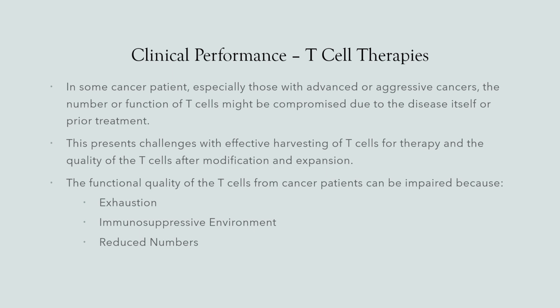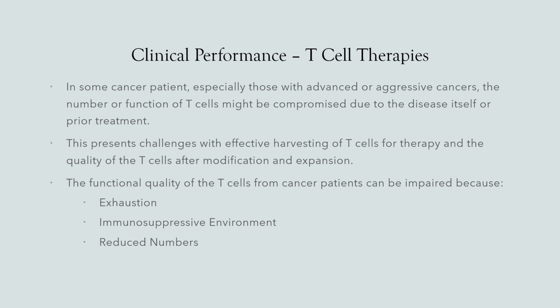This was just my thoughts with regards to the problems associated in real life, and that is that for patients, especially those who've got advanced or aggressive cancers, the number of functional T cells may be compromised. You're going to have problems effectively harvesting enough T cells for the therapy, and you have to consider the quality of the T cells after modification and expansion, because obviously the quality of your finished product very much depends upon the quality of your starting materials. The functional quality of these T cells can be impaired because of exhaustion, because of this immunosuppressive environment, and you will get reduced numbers.